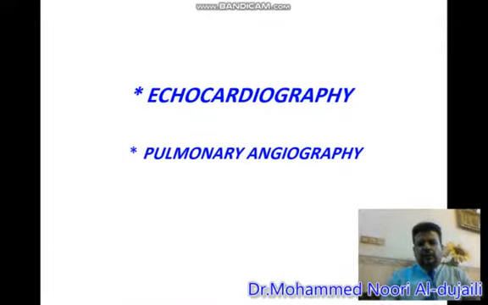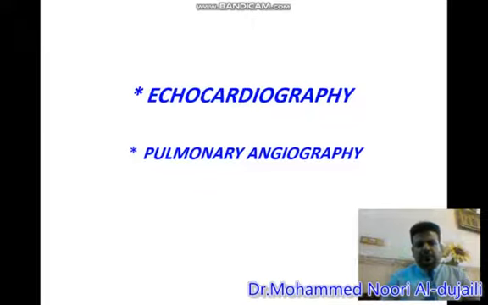And we also have echocardiography to show the right ventricle, if dilated, or if there is pulmonary hypertension. There is McConnell's sign, which is the most important to prove the diagnosis of pulmonary embolism, as the free wall of the right ventricle becomes hypokinetic or akinetic, while the apex of the right ventricle moves normally.